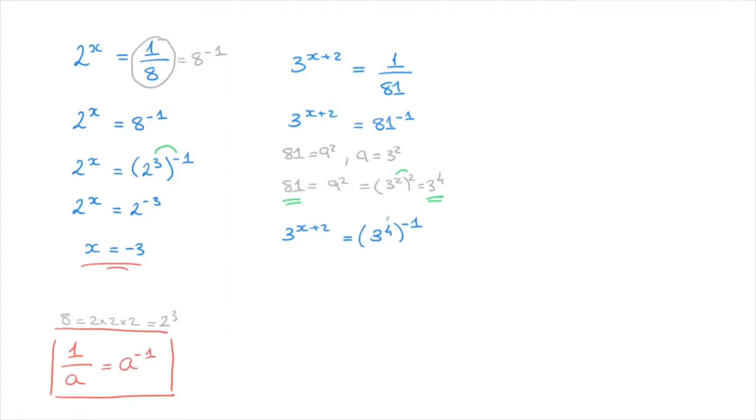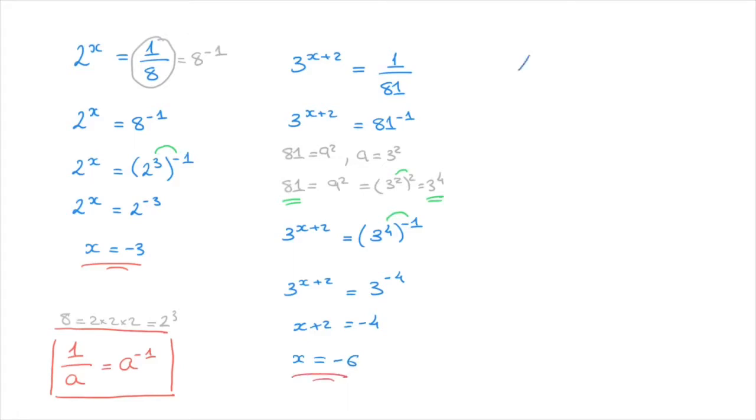The power of 4 multiplies with the power of negative 1, which leads to 3 to the power of x plus 2 equals 3 to the power of 4 times negative 1, which is negative 4. Now that both sides of this equation are written as powers of the same base, we can get rid of the base altogether and state that x plus 2 must equal negative 4. Now subtracting 2 from each side of this equation leads to the final answer. That's x equals negative 4 minus 2, which is negative 6. And we're done. Let's look at one last example.